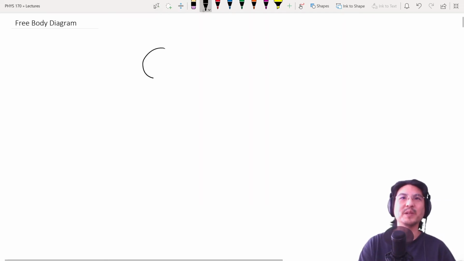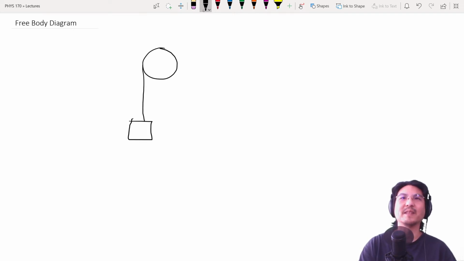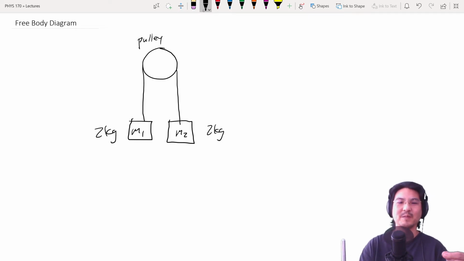Let's say there's a pulley here, and then you hang a weight on this side, and then another weight on this side connected by a string. So there's a string going over this pulley. Then you put a mass on this side and a mass on this side. So let's say this is 2 kilograms and this is 2 kilograms. And you hold each one with your hands and then you let go.